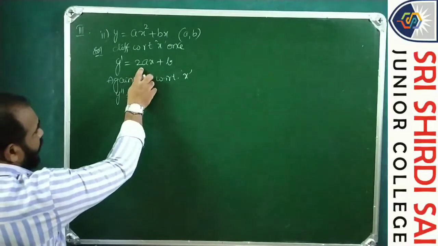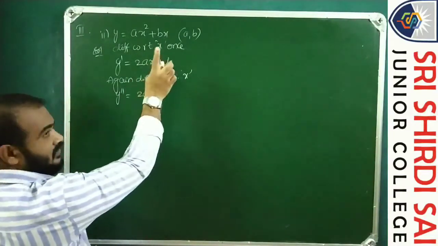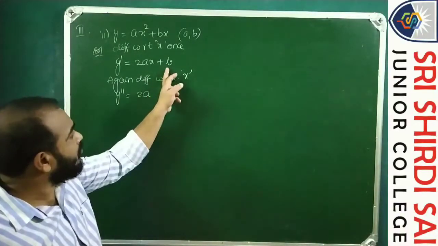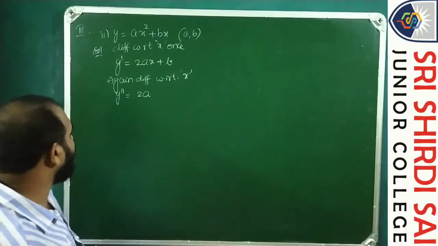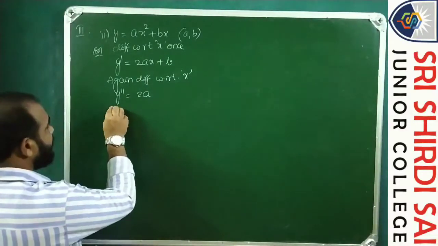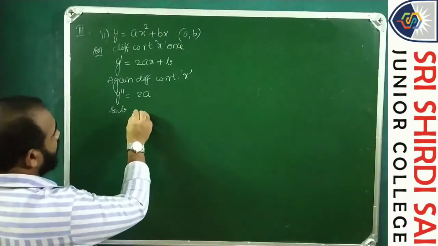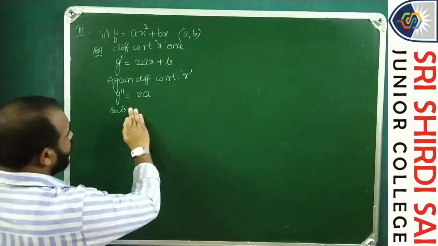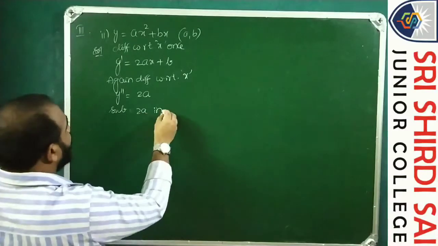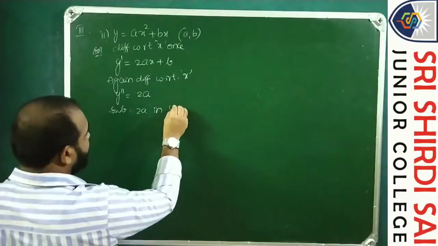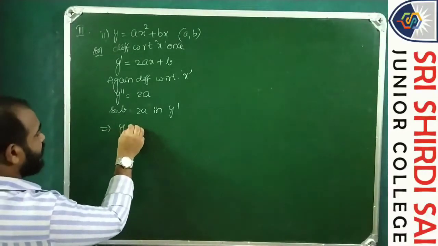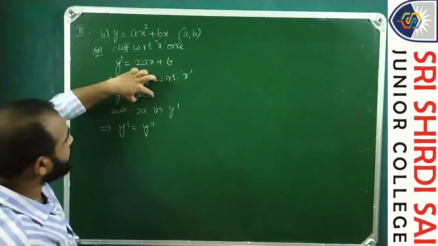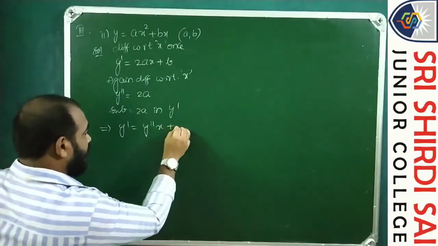Now what is the derivative of 2ax? 2a into the derivative of x, which is 1, so 2a into 1 is 2a. b is a pure constant which is free from any variable. So y double dash is equal to 2a. Substituting 2a in y dash, we get y dash is equal to 2a, that is y double dash, into x plus b.